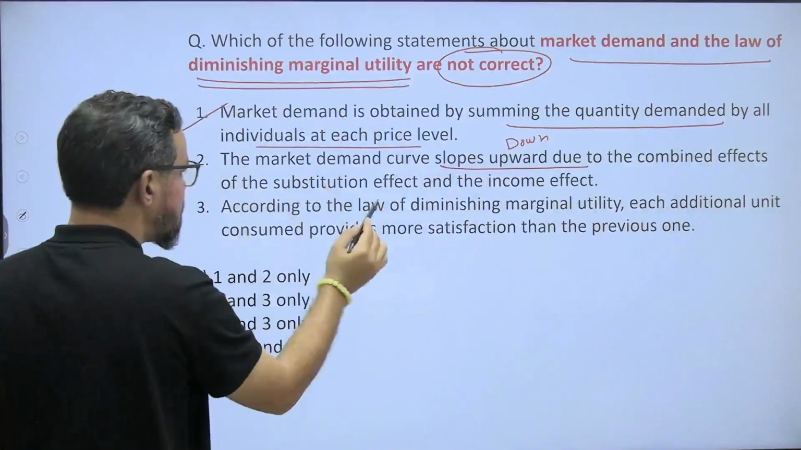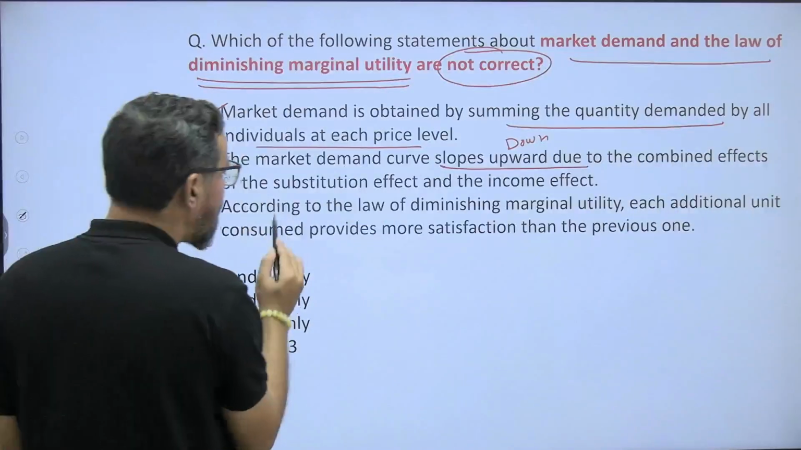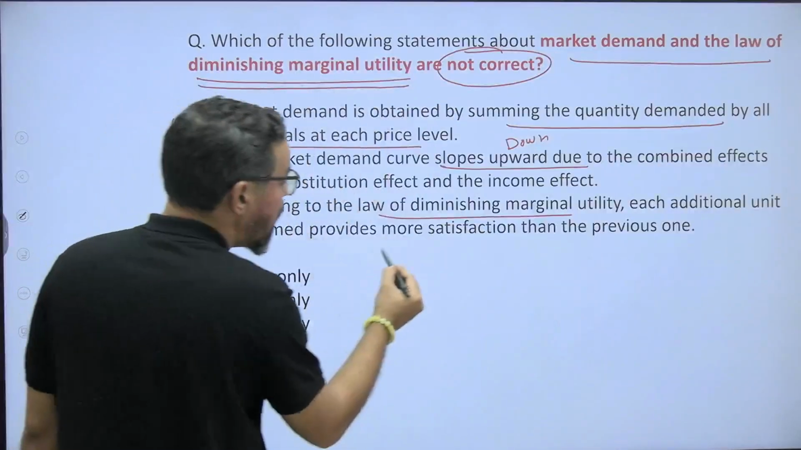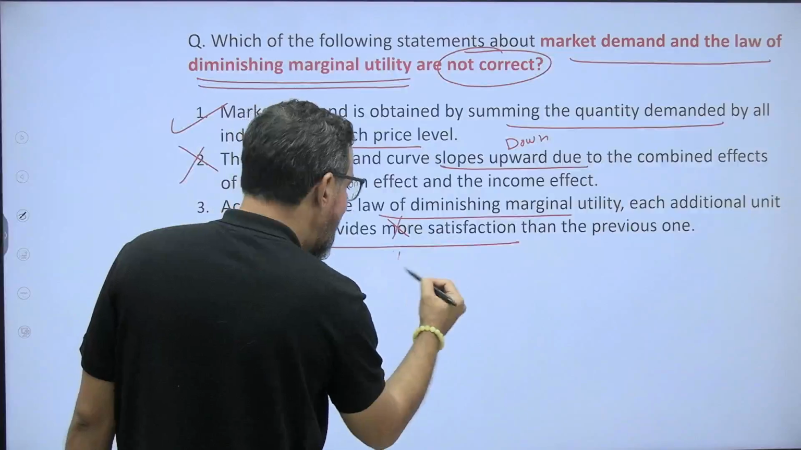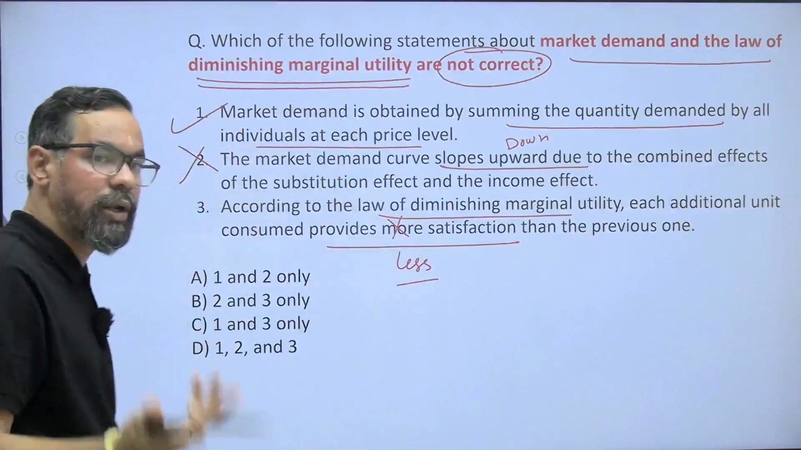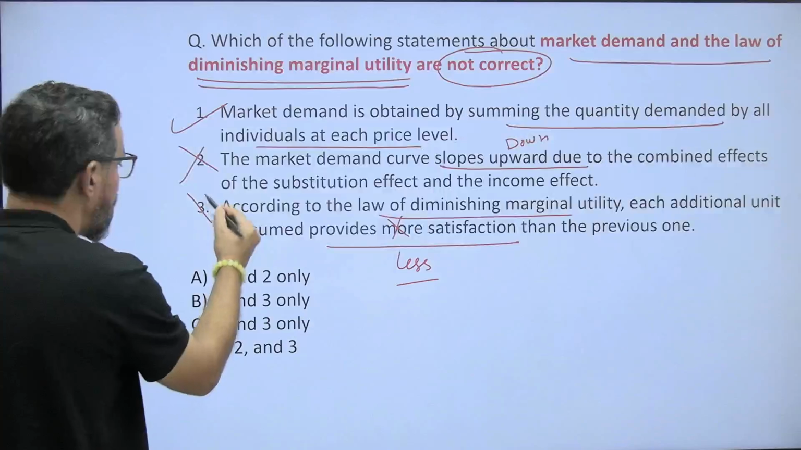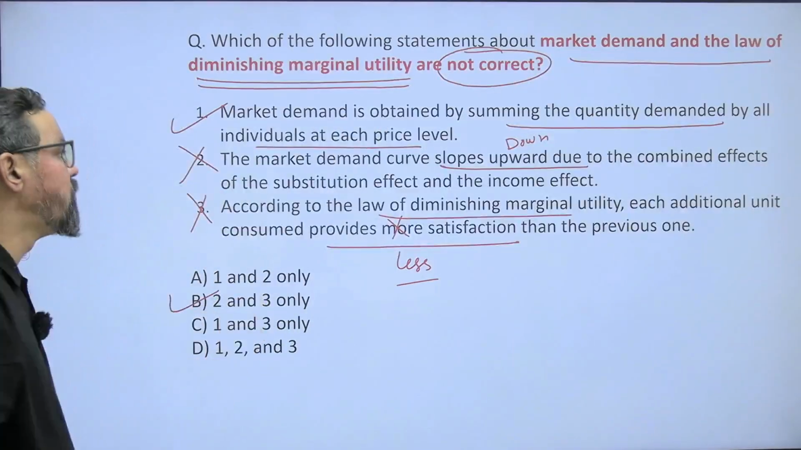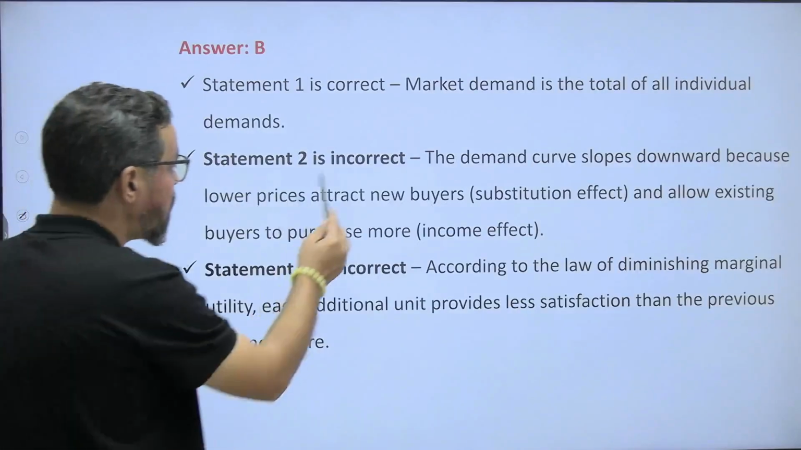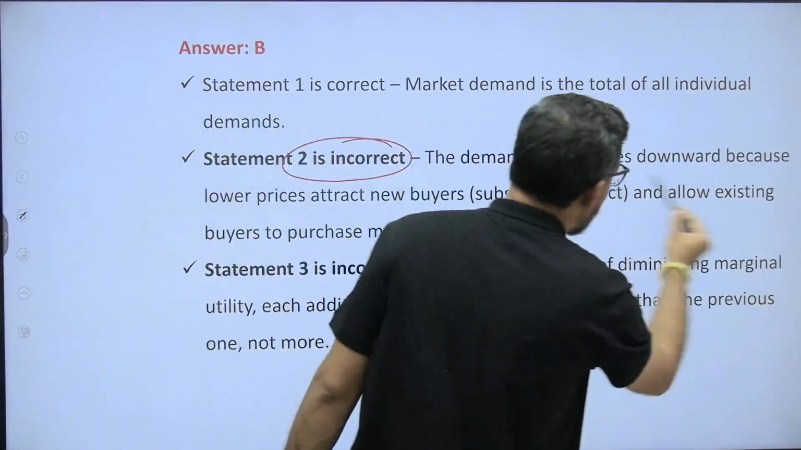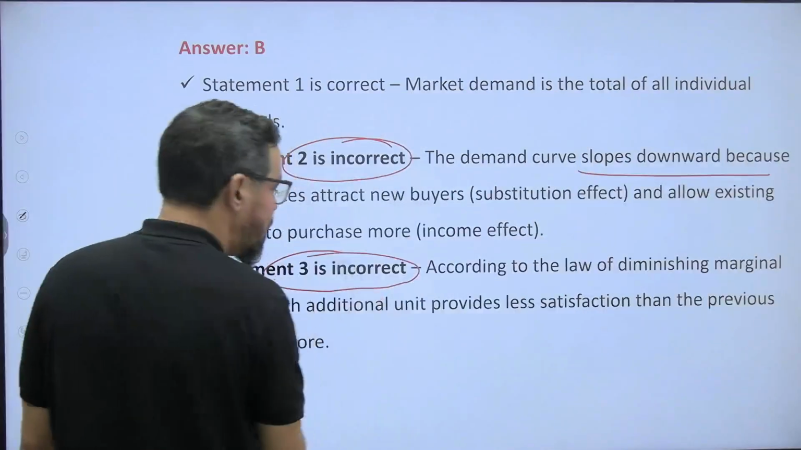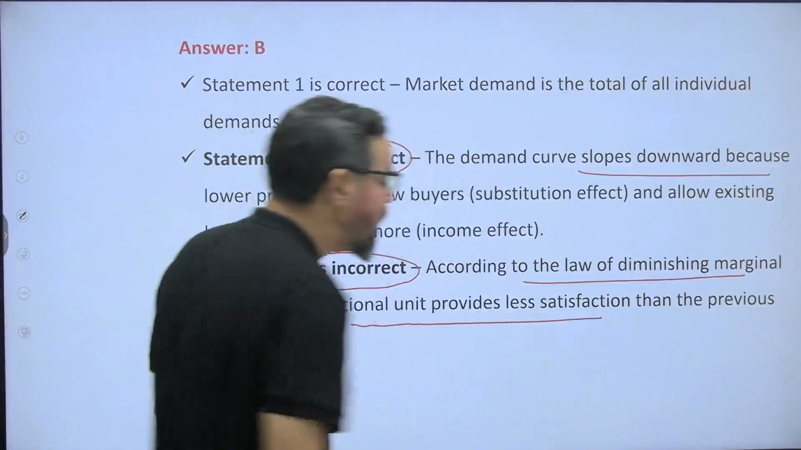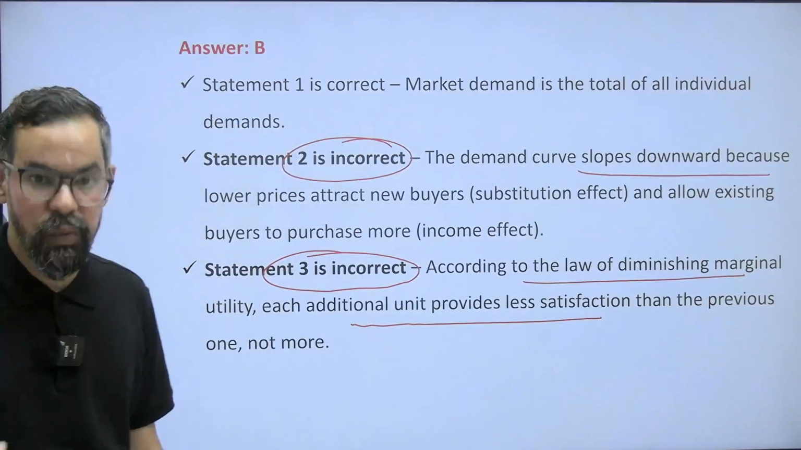The combined effect of the substitution and so on, right? According to the law of diminishing marginal utility, each additional unit consumed provides more satisfaction. No, it should be less satisfaction. Another chapati you eat, you'll have less satisfaction. So this is also wrong. You have to find the incorrect statements, meaning 2 and 3. 2 and 3 means option B will be the right answer for this one. Statement 2 was incorrect, the demand curve slopes downward, and the third one was incorrect. According to the law of diminishing marginal utility, each additional unit provides less satisfaction than the previous one. So this is the logic.